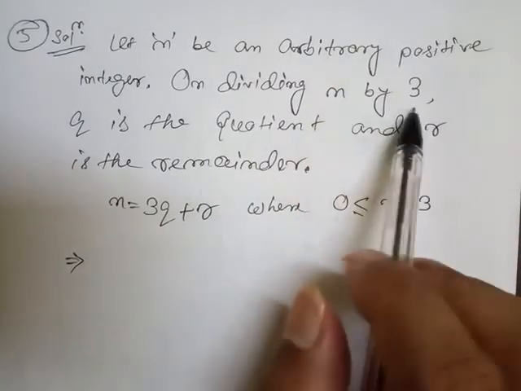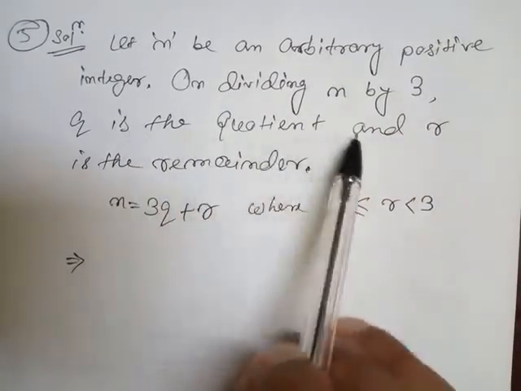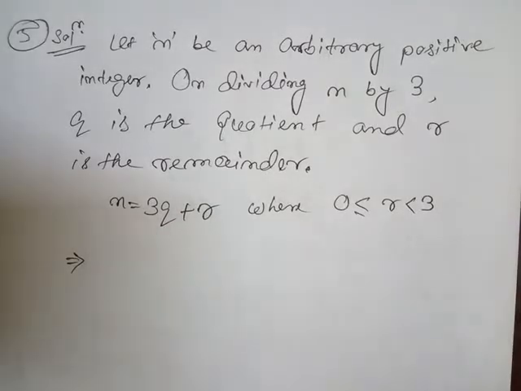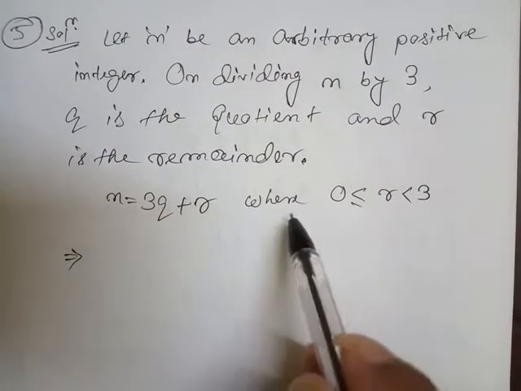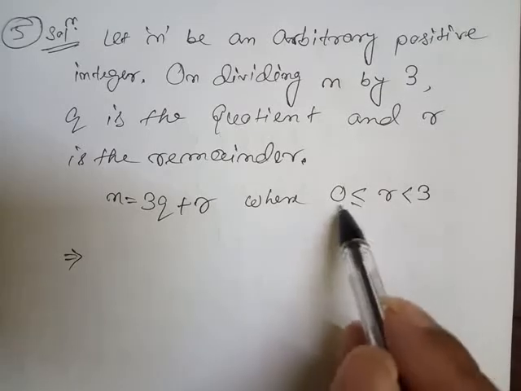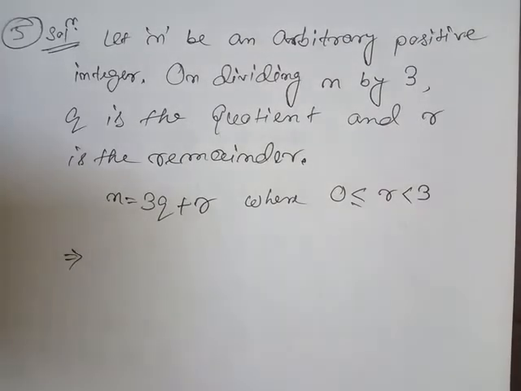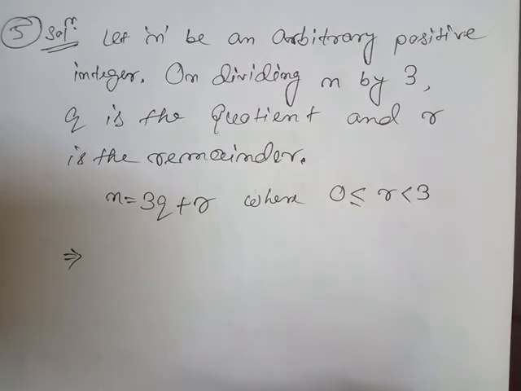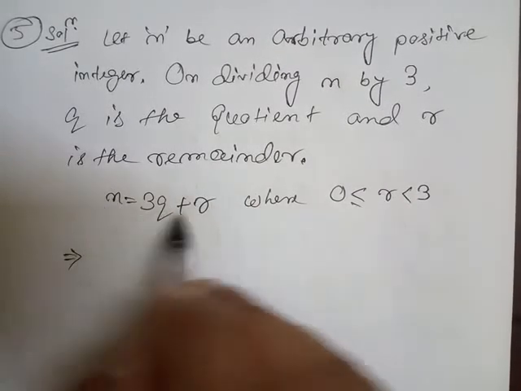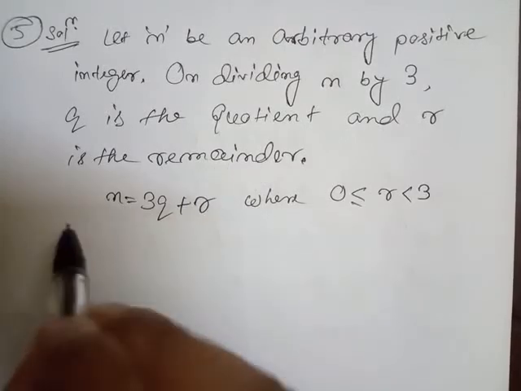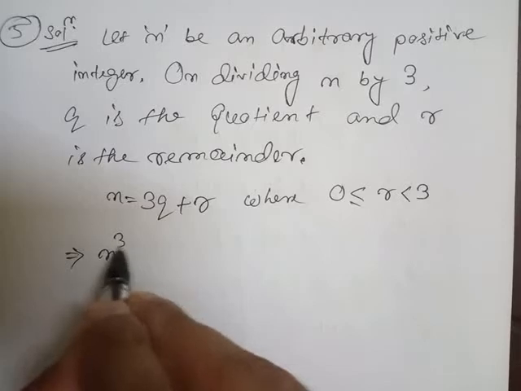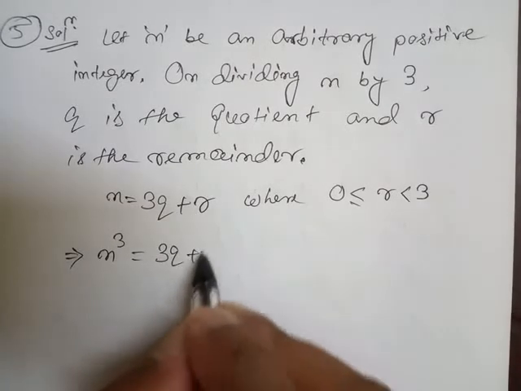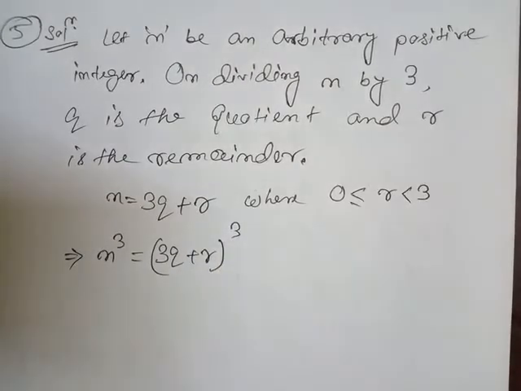On dividing n by 3, q is the quotient and r be the remainder. So according to Euclid's division algorithm, n equal to 3q plus r, where 0 less than or equal to r less than 3. So here in the question it is mentioned the cube of, so here we are going to cube this equation. Now just after that, cubing both sides, n cube equal to 3q plus r whole cube.